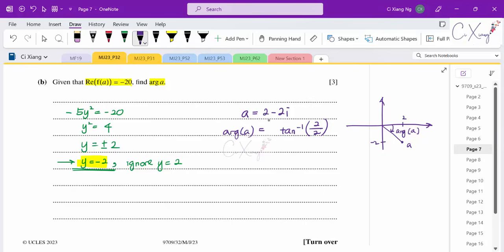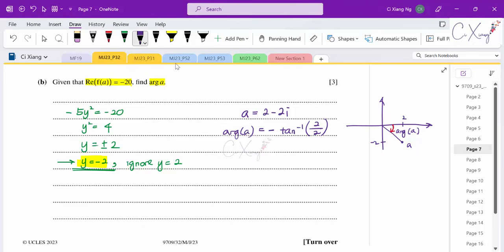So tangent inverse 2 divided by 2, I'm having tangent inverse 1. And because of this argument A is in the fourth quadrant, and you can see that we are measuring our argument from the positive x-axis in the clockwise direction. Therefore, my angle should be negative.